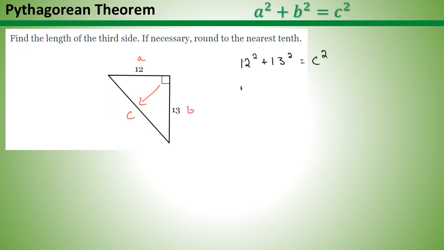All right, so 12 squared is 144. Plus 13 squared is 169, and that's equal to C squared. So 144 plus 169, that's going to be 313, is equal to C squared. And then I just need to take the square root of both sides. So square root of 313 and square root of C squared. That's going to give me C is approximately, square root of 313 is 17.7.